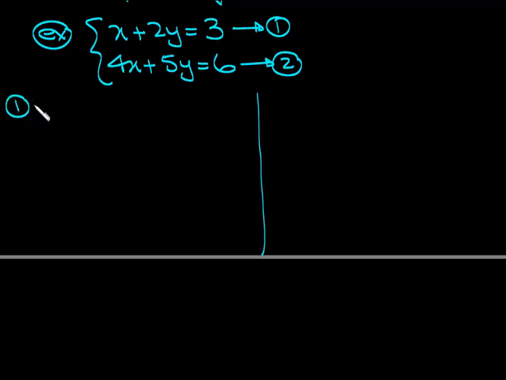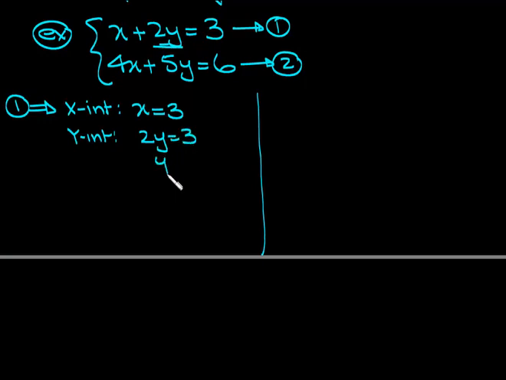So for the first line, I'm going to find the x and the y-intercepts. To find the x-intercept, what do we do? We set y to 0. So I get x is equal to 3 if y is 0. And to find the y-intercept, what do we do? We set x to 0. So we get 2y is equal to 3. So we get y is equal to 3 halves. Okay, so my x-intercept is (3, 0), and my y-intercept is (0, 3/2). So I found my x and the y-intercepts.